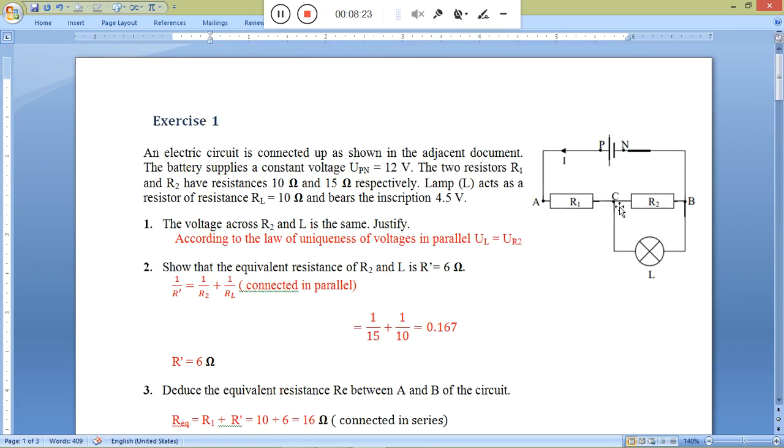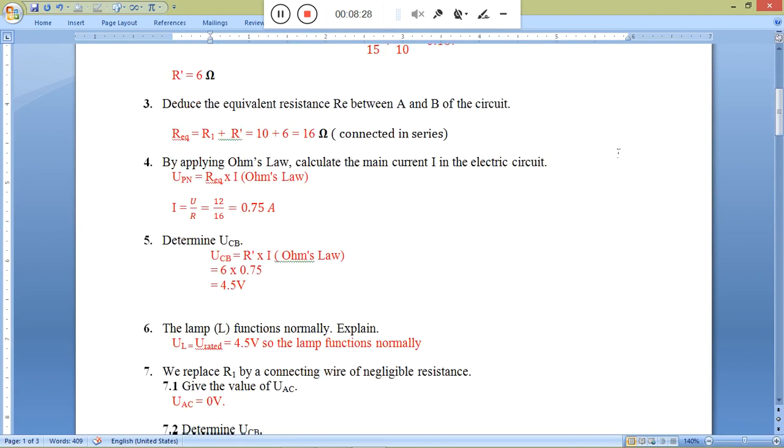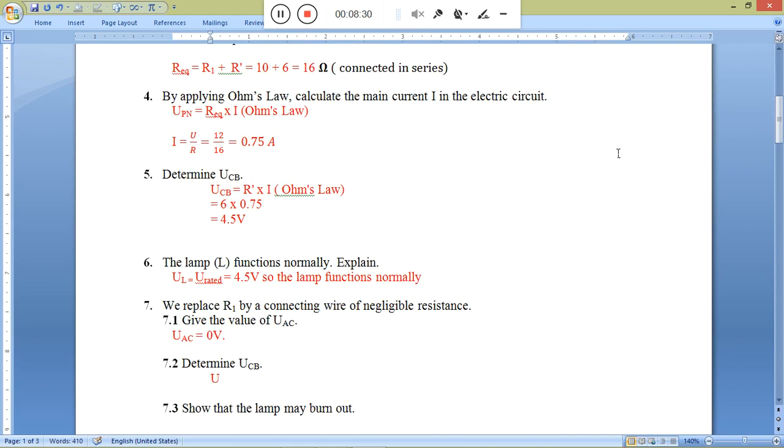Determine UCB. Now UCB is equal to the voltage of the battery. So UPN equals UCB equals the given 12 volts. Why? According to the law of uniqueness of voltage in parallel.